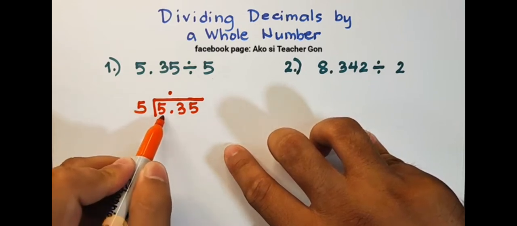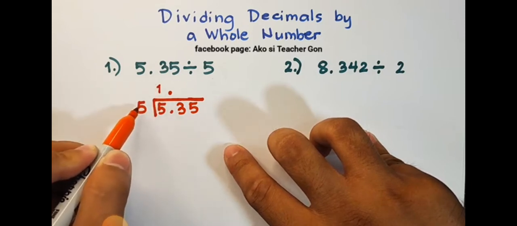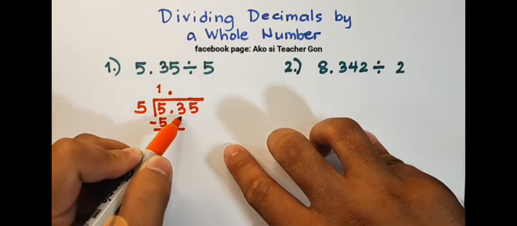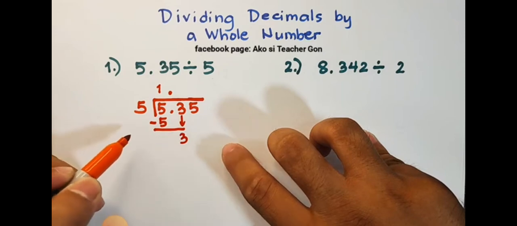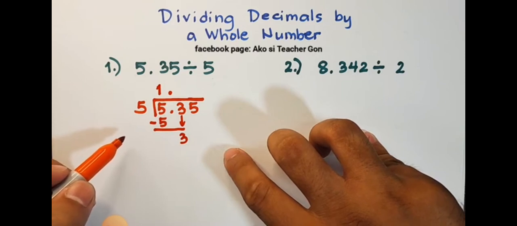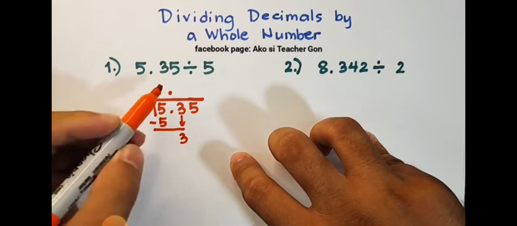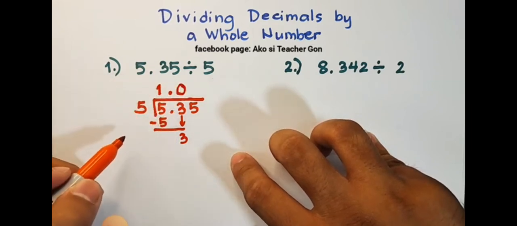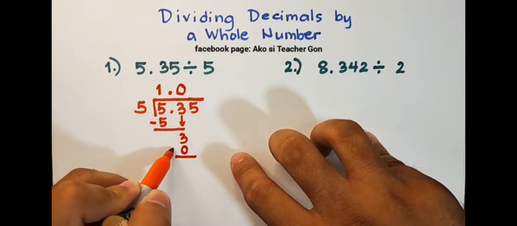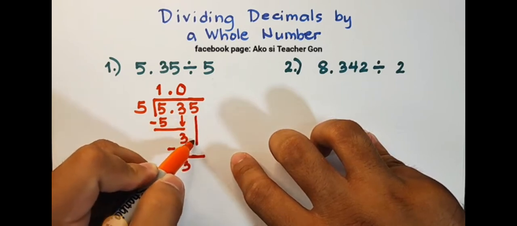So first, we have 5 divided by 5, that is equal to 1. 1 times 5, that is equal to 5. Okay, subtract these numbers, this is 0, and then bring down 3. So our routine here is that we will divide, multiply, subtract, and bring down. So let's continue. We have 3 divided by 5, that is equal to 0. Next, 0 times 5, that is equal to 0. And then subtract these numbers. So we have now 3 minus 0 is 3. And then bring down 5.